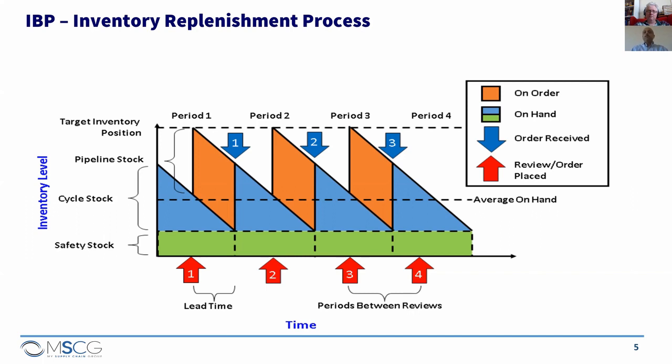Your pipeline stock is when you place an order, the stock goes in transit. So it's nothing but in-transit stock. You've got different lead times here. It could be production lead time or transport lead time. And you also have periods between review. So that's the period when you review your inventory levels, inventory stock.